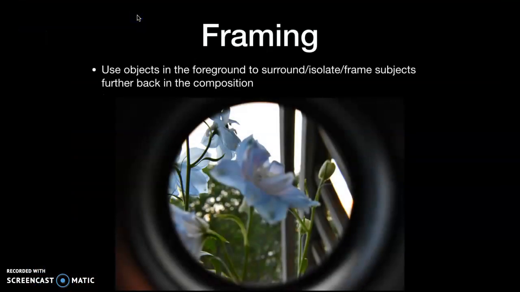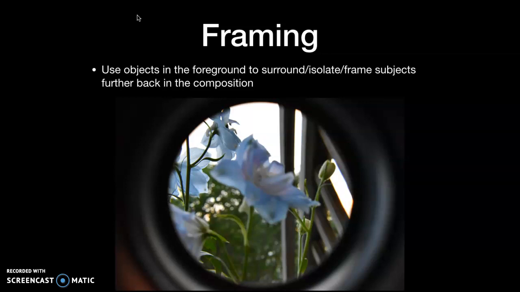So here we go. Framing involves using objects in the foreground or close to the camera to surround or isolate, also known as frame, subjects further back in the composition. This does not mean using a window pane in the background. It doesn't mean using a blank sheet to make it so there's nothing going on in the background. You physically want to block out parts of the scene with something close to the camera.